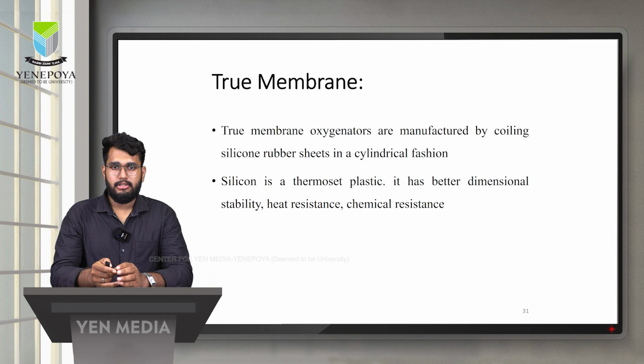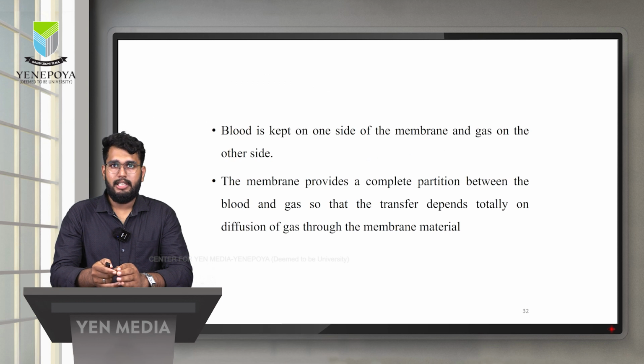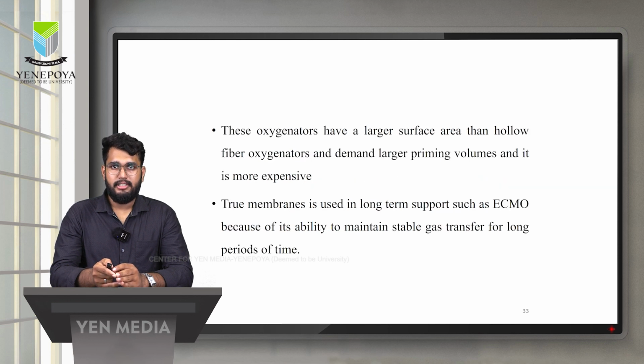In the true membrane oxygenator, there is no leakage of air into the blood side. Blood is kept on one side of the membrane and gas on the other side. The membrane provides a complete partition between the blood and gas so that the transfer depends totally on diffusion of gas through the membrane material. These oxygenators have a larger surface area than the hollow fiber oxygenator, demand a larger priming volume, and are more expensive.